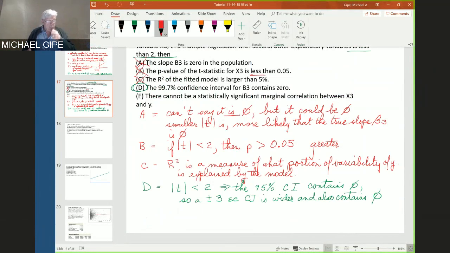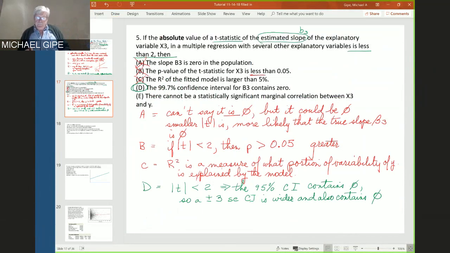So we have to explain one more incorrect answer. There cannot be a statistically significant marginal correlation between X3 and Y. What's a statistically significant marginal correlation? Don't confuse this with marginal correlation.